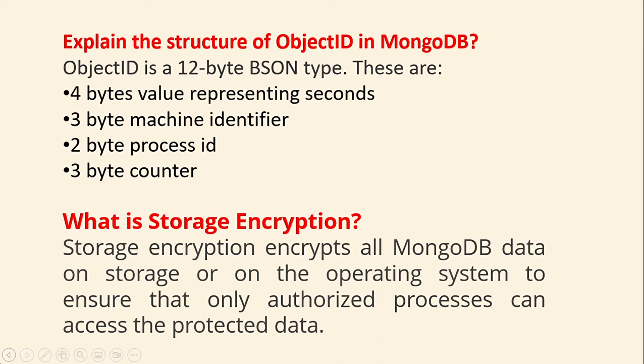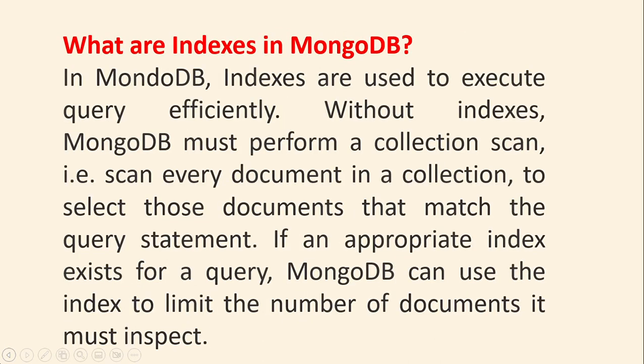Next question you can expect in the interview is: explain the structure of ObjectID in MongoDB. So you can answer, ObjectID is 12 bytes based on types. These are a 4-byte value representing seconds, 3 bytes used for machine identifier, 2 bytes used as a process ID, and 3 bytes used for counter. What is storage encryption? Storage encryption encrypts all MongoDB data on a storage or on the operating system to ensure that only authorized processes can access the protected data.